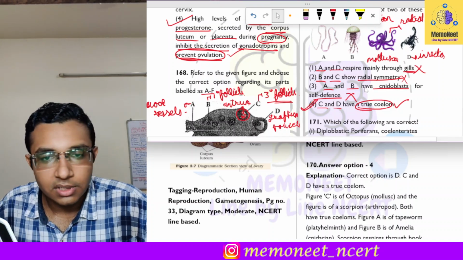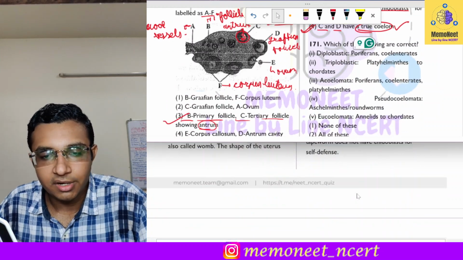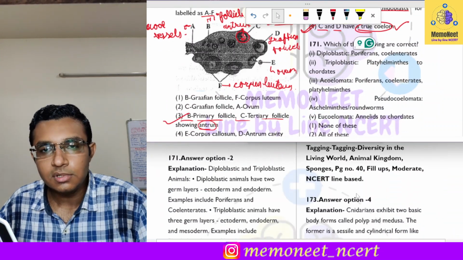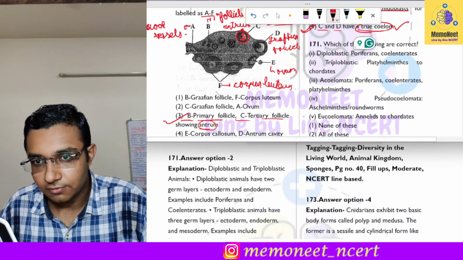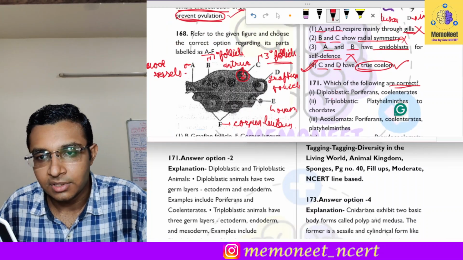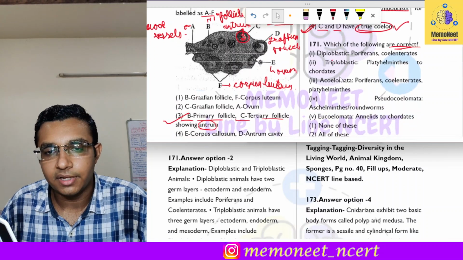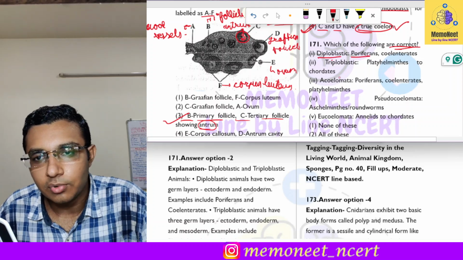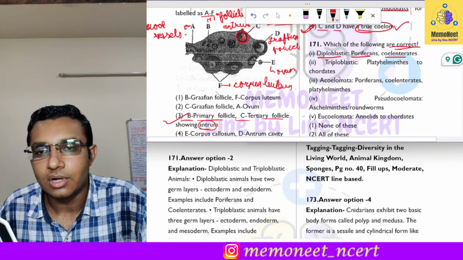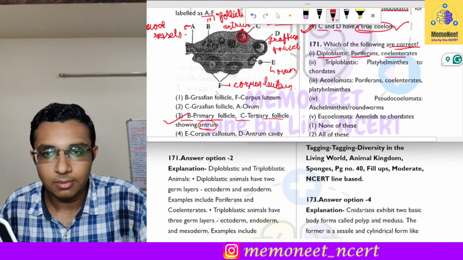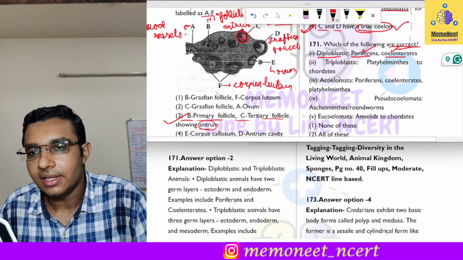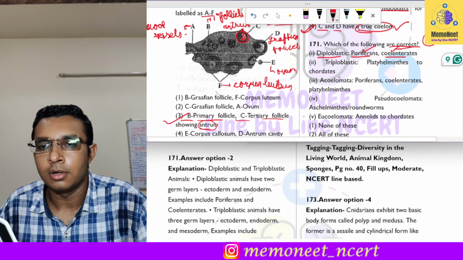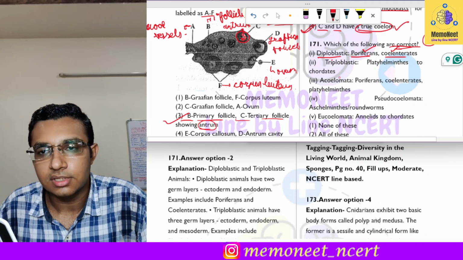Now moving on to the next question, that is question number 171. It states, which of the following are correct. Among the following statements we have to identify the correct statements. The first one is: diploblastic are the poriferans and cnidarians. Are the poriferans and cnidarians diploblastic? Yes, they only contain an ectoderm and the endoderm, which is diploblastic. So this statement is correct.